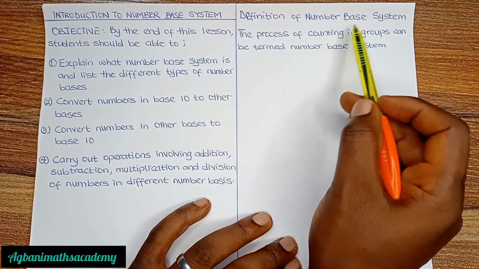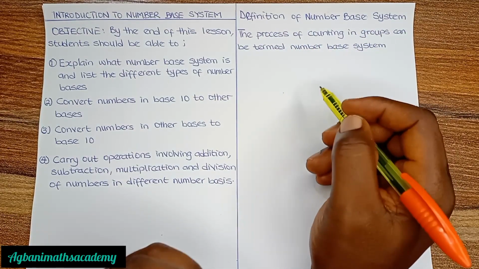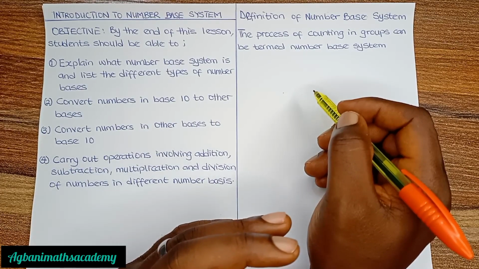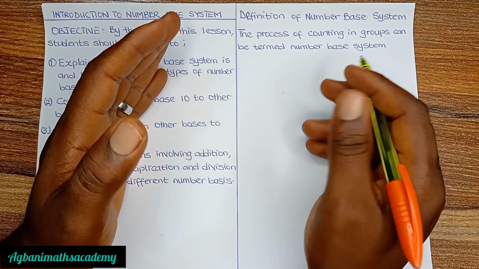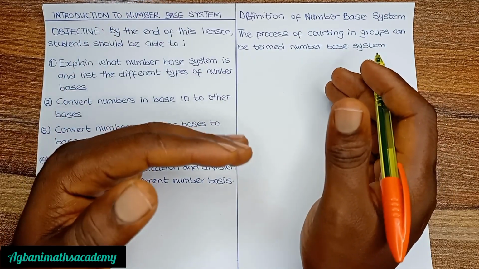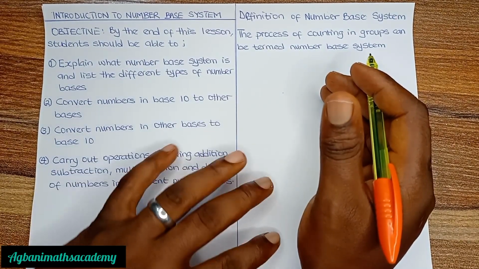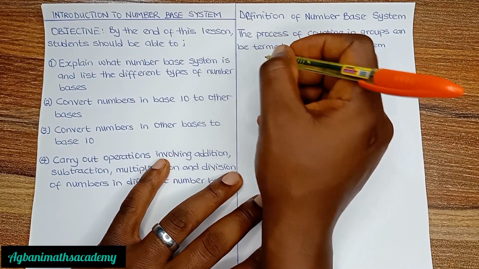So let's continue the introduction. Definition of number base: the system of counting in groups can be termed a number-based system. So whenever numbers are being counted, they are counted in groups. We're going to see different examples of number-based systems. So let's look at the types of number-based systems.